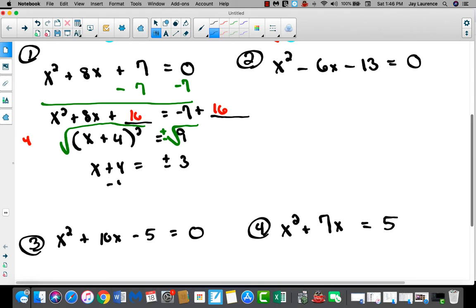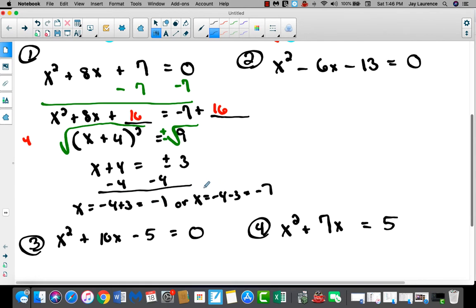X is almost alone. I'll subtract 4 from both sides. And so now I have x equal to negative 4 plus 3, which of course is negative 1. That's one of my solutions. Or x is equal to negative 4 minus 3, which is negative 7. So my two solutions are negative 1, negative 7. All right?